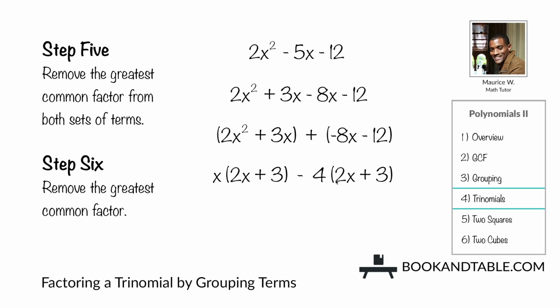So step 6, remove the greatest common factor, 2x plus 3. And when we do so, we have a factor, 2x plus 3. And our second factor is x minus 4. So the factors of 2x squared minus 5x minus 12 are equal to x minus 4 and 2x plus 3.